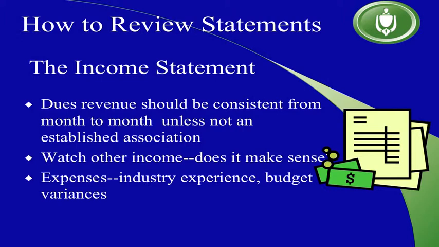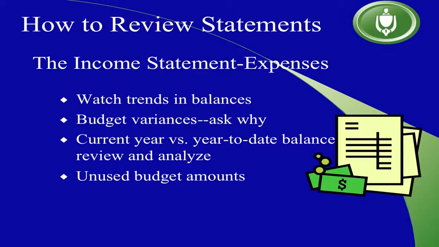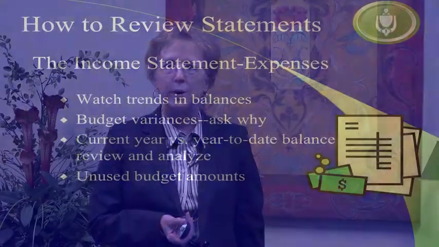On the expense portion of the income statement, you want to look at trends there as well. And finally, we are going to discuss expenses and how to review those. You want to watch trends in the balances. Do the month-to-month changes make sense depending on that particular account? As an example, you would expect to see your water expense spike in June, July, August, and September. If you had a significant jump in water expense in February, that could be indication of a major leak or something that needs to be addressed.